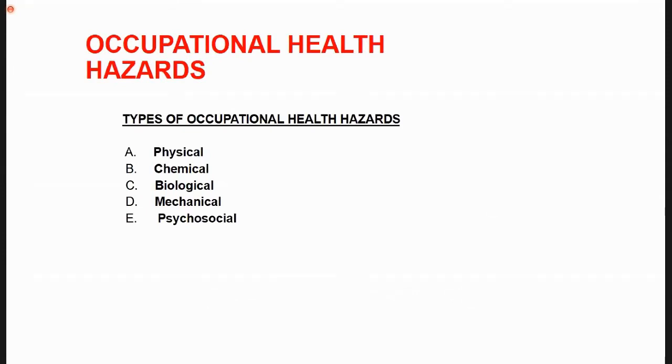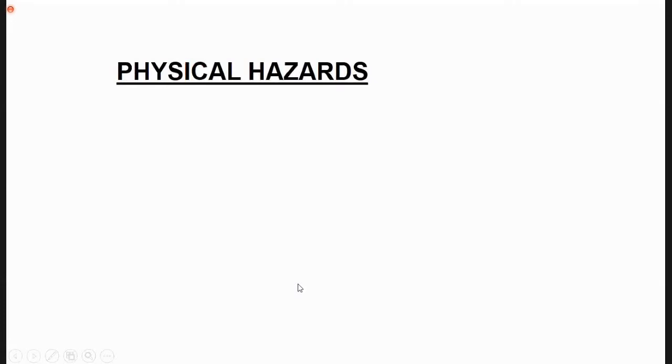So you can see the list of types of occupational hazards. These can be physical, these can be biological, these can be chemical, or psychosocial, which are again an important hazards. We can see one by one. What are physical hazards?